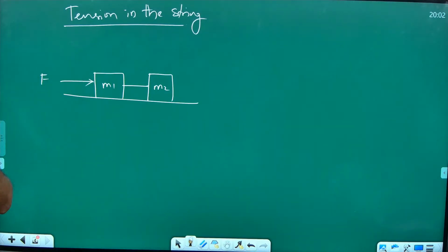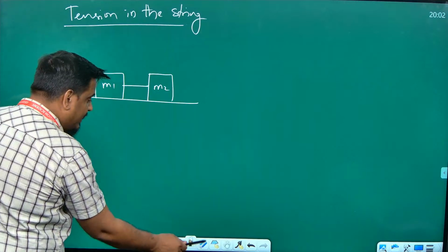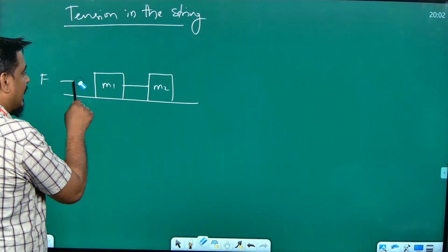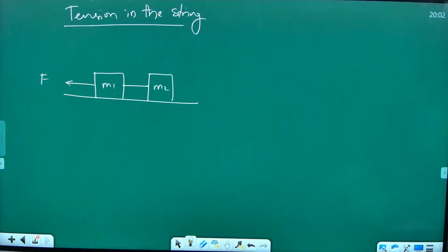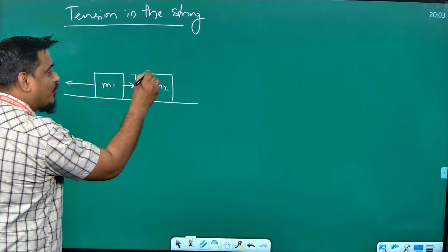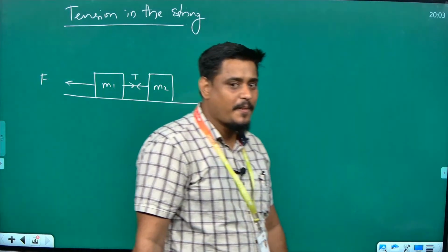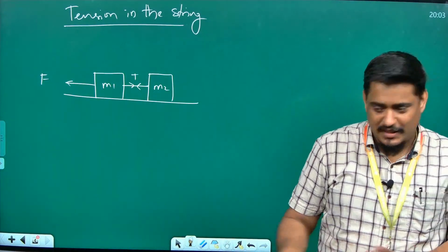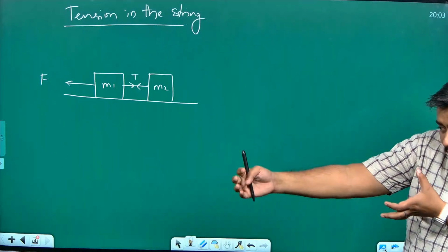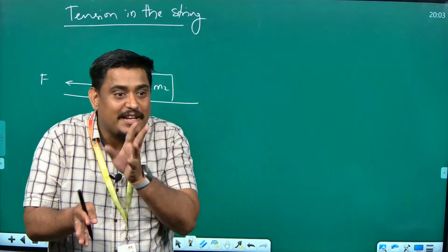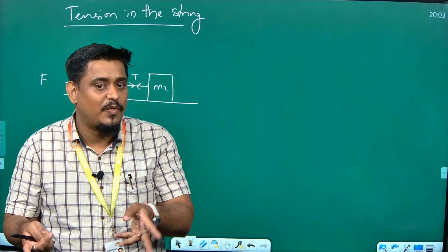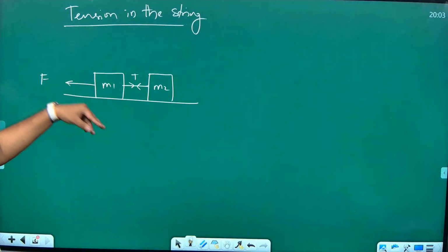Am I right? But if I give a force like this, what is going to happen? Yeah, m1 will try to pull m2, and there is going to be a tension coming between m1 and m2. Do you agree with me? I hope you are feeling it. I am pulling m1, but m2 will be pulled along with it. Why will it be pulled along with m1? Because of tension between m1 and m2. Now I am going to talk about the tension force, very similar to contact force.